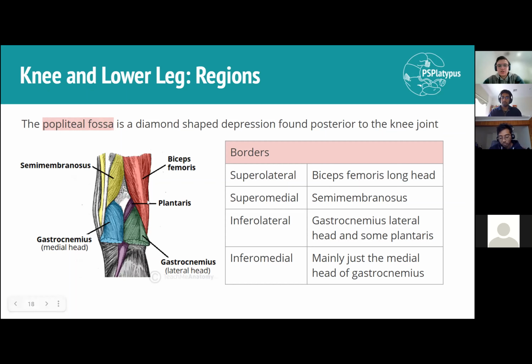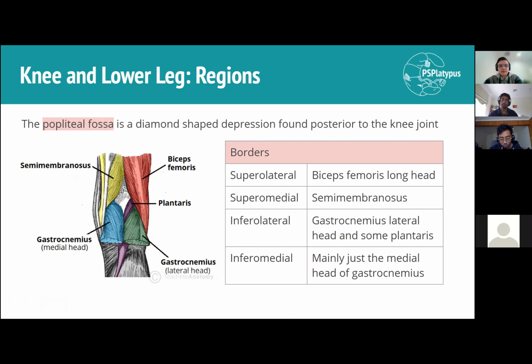The borders are very straightforward to remember. It's diamond shaped, right? So you can have a go at drawing out a little schematic for yourself. You've got superolateral, so top, and then on the lateral aspect, that border of the diamond is by the biceps, the long head of the biceps femoris. On the medial aspect at the top, you've got the semimembranosus. So these are both muscles on the posterior thigh that attach down into the lower leg. And then you've got the infralateral and inframedial. These are both formed by the heads of the gastrocnemius. Again, it's divided into two heads, right? So they both form these borders at the bottom aspect of the diamond.